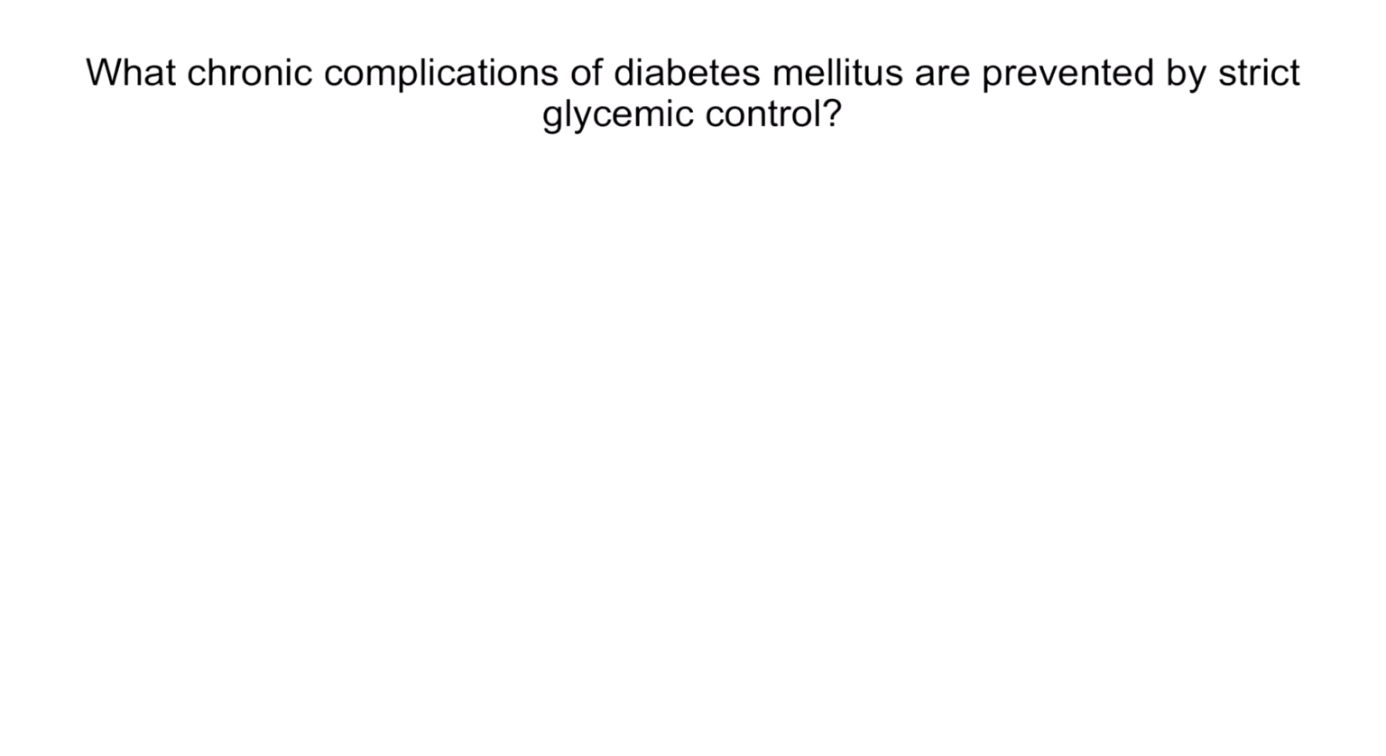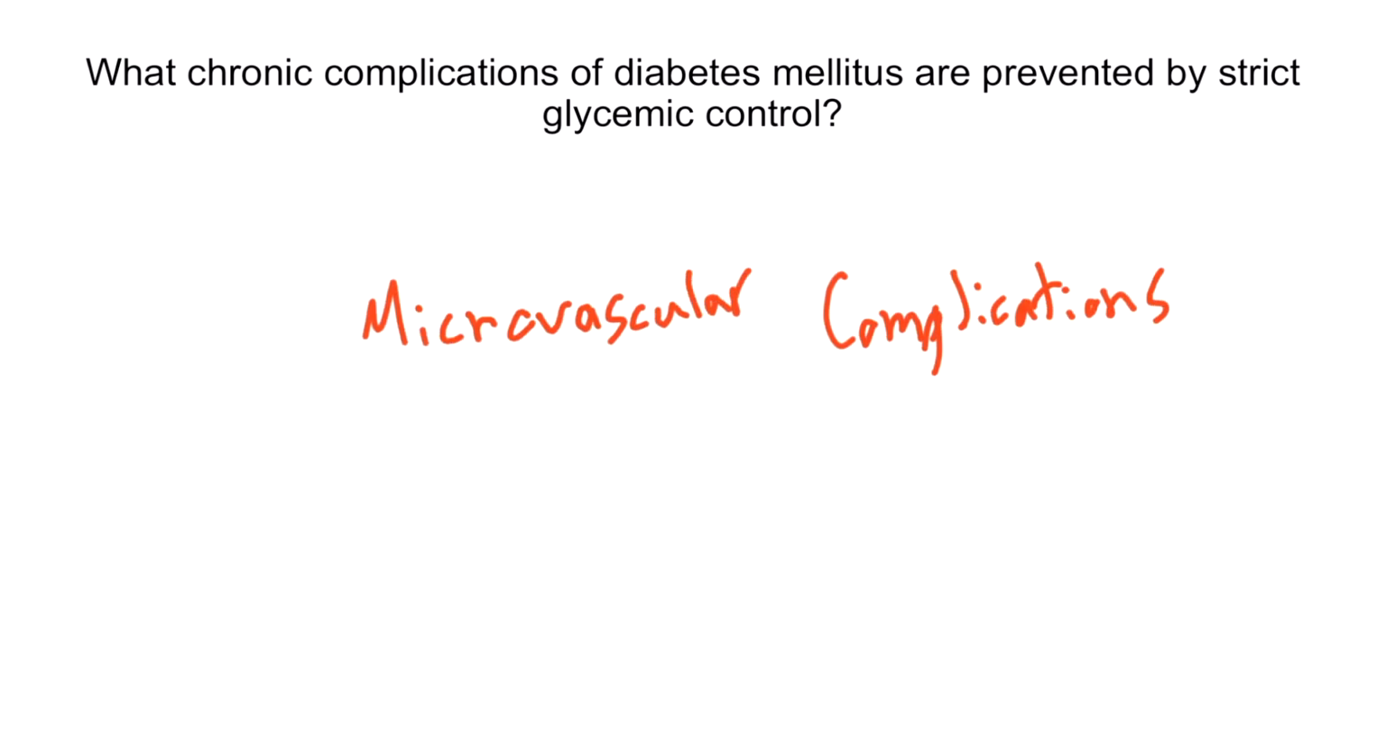Okay, now let's do a quick question. What chronic complications of diabetes mellitus are prevented by strict glycemic control? To answer this question, you really just need to think of complications of diabetes in two broad categories. There's microvascular and there's macrovascular complications. Strict glycemic control can help prevent microvascular complications, which are the ones that we're discussing now, like retinopathy and nephropathy. Whereas the effect on macrovascular complications isn't totally certain.